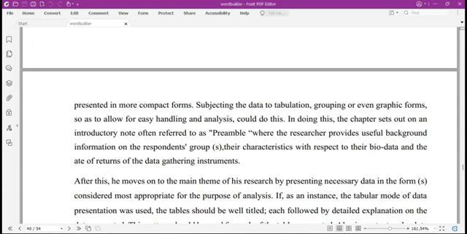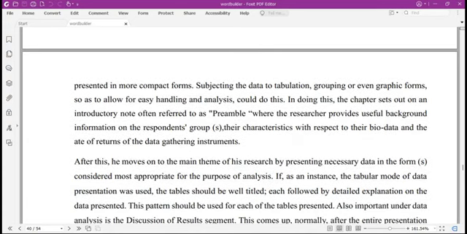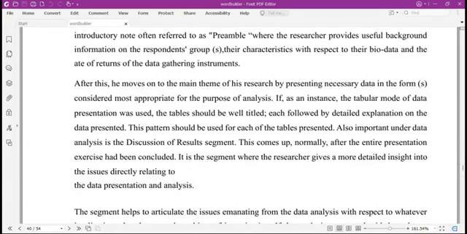After this, he moves on to the main theme of his research by presenting necessary data in the forms considered most appropriate for the purpose of analysis. So you decide on the one that is most appropriate to you, whether it's going to be in a tabular form or in a graphical form or otherwise.